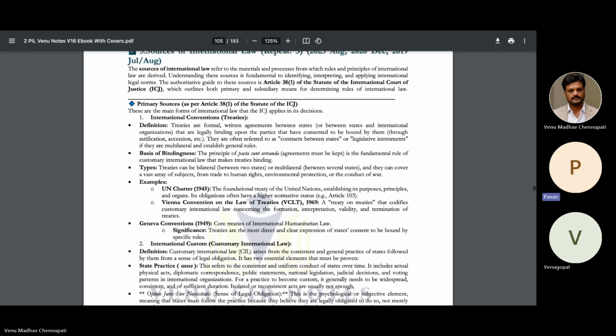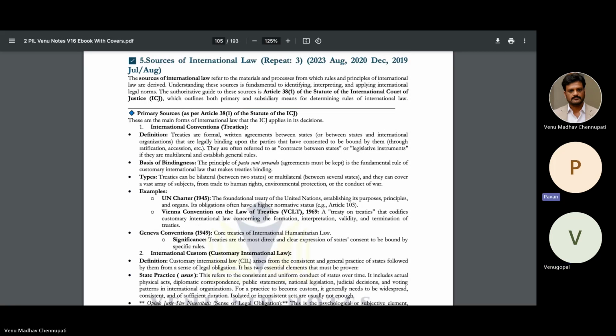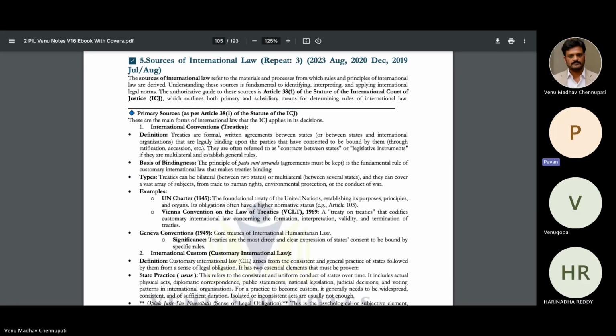International conventions, treaties. Definition. Treaties are formal written agreements between states or between states and international organizations that are legally binding upon the parties that have consented to be bound by them through ratification, accession, etc. They are often referred to as contracts between states, or legislative instruments if they are multilateral and establish general rules. So basically, these are the treaties between countries or countries and organizations, like UN and India, WHO and India, and India and US, those kinds of treaties.